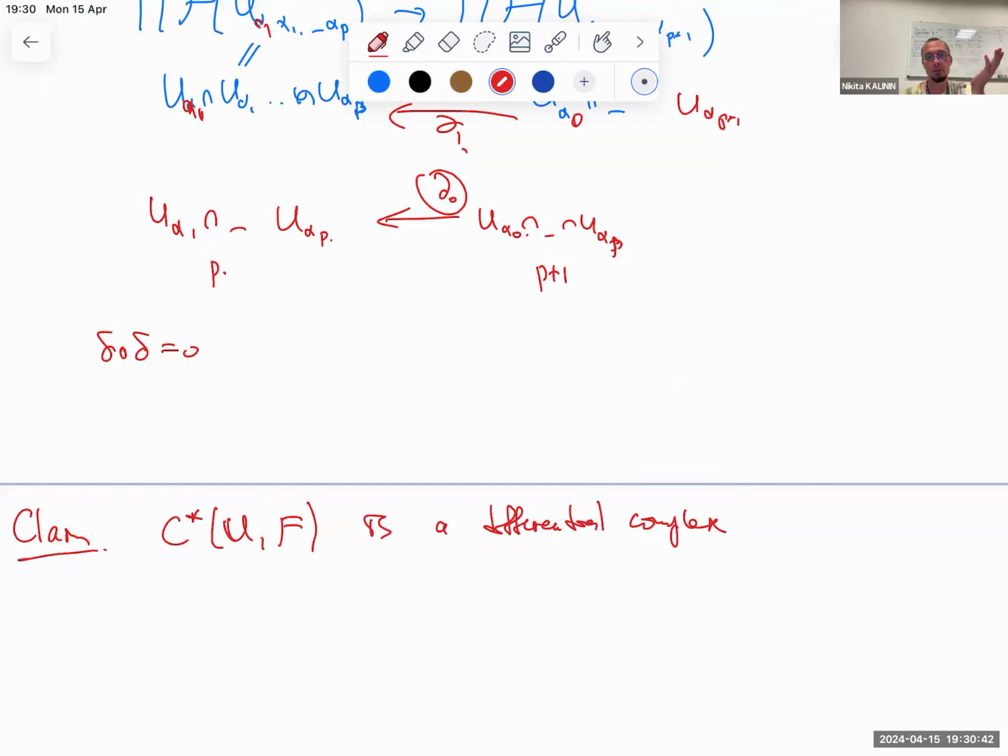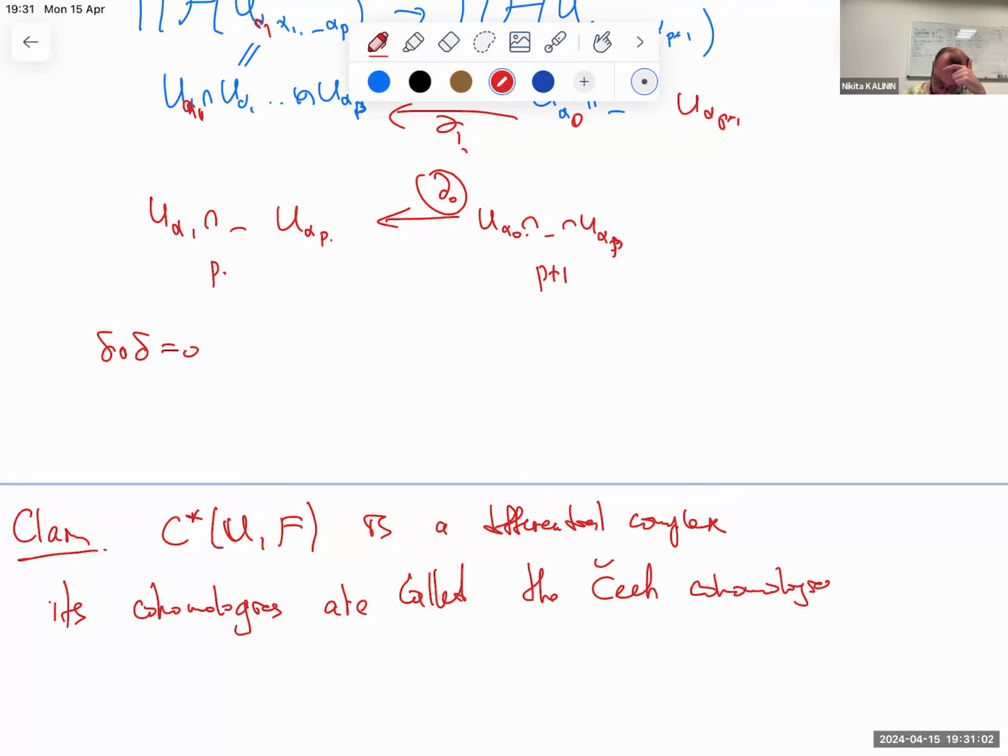And its cohomologies are called the Čech cohomology of X, well, of the cover U with values in F.